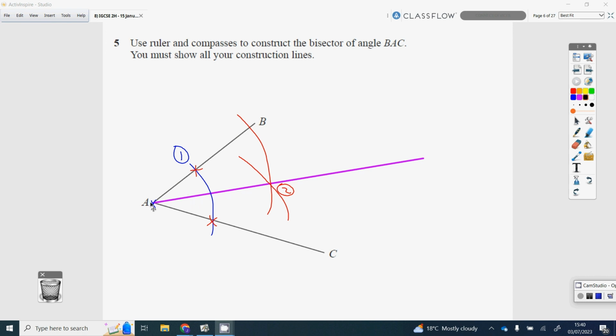Get your ruler and line it up going through A, and going through where the two red arcs cross, and then just draw a straight line through that. That purple line is your final answer. That's halving the angle BAC. But make sure you leave all your construction lines in. They're your workings.